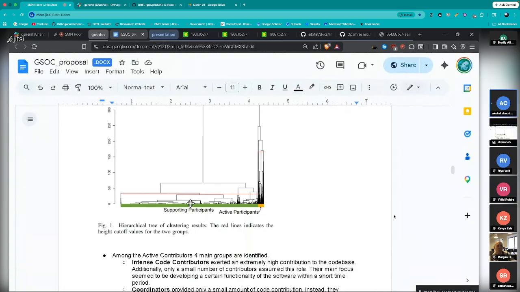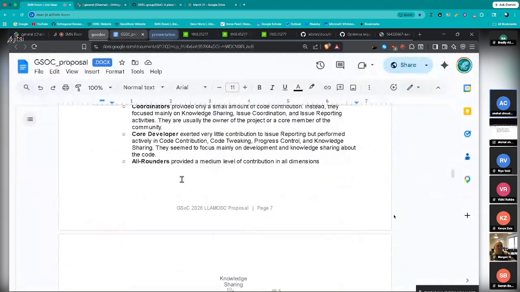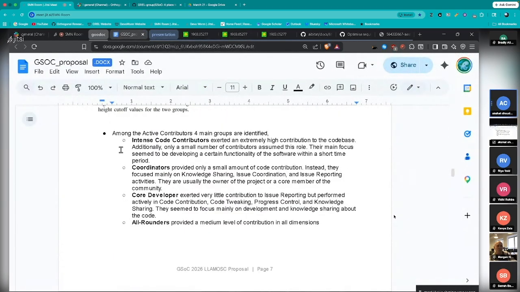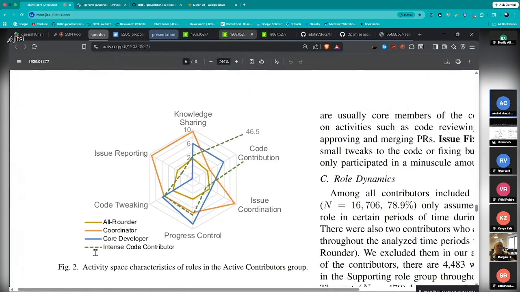And now these are the major groups. These groups are divided into minor groups as well. So here are the minor groups that the active contributors can be divided into. Now these are based on the actions they take: intense code contributors, coordinators, code developers, and all-rounders. These are the four groups, and they all perform different actions. So here are the actions they perform. All-rounders are the middle part. They perform everything at around an equal level with respect to each other.